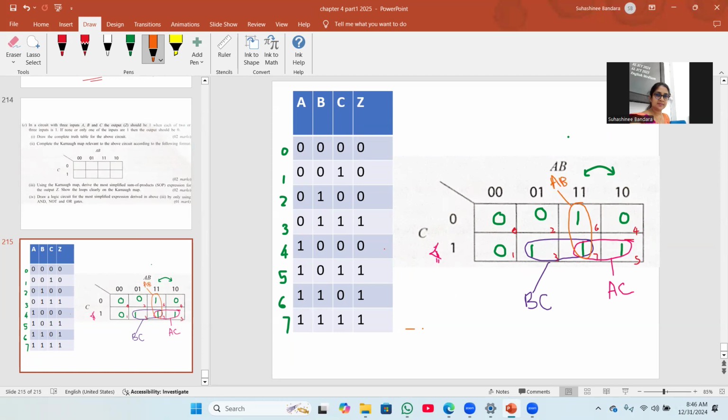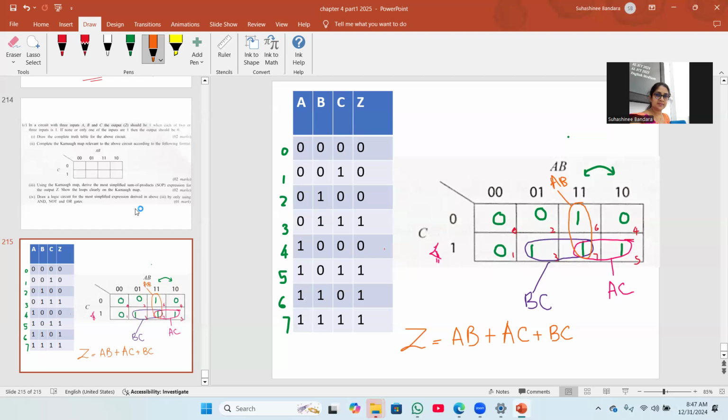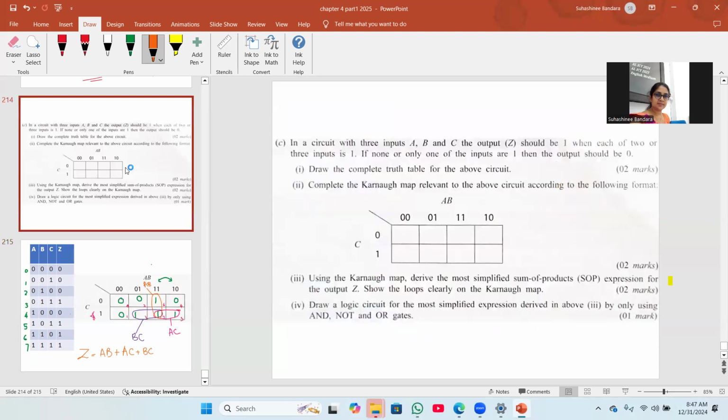So Z output is equal to AB plus AC. Better to write in an order: BC. But they won't cut the marks whether it is in order or not, but it's nice to write in order. Okay, Z output is equal to AB plus AC plus BC. Check your answers whether you have it. If it is there, give 2 marks.